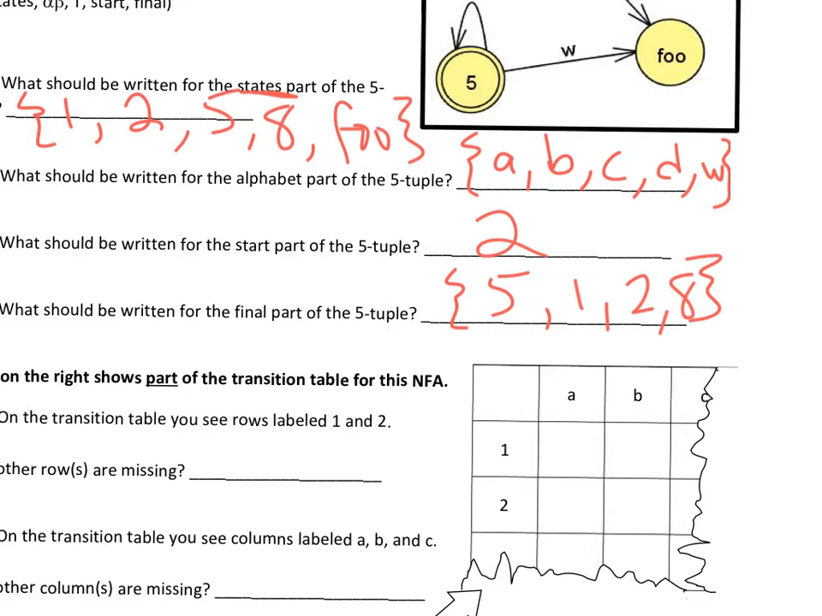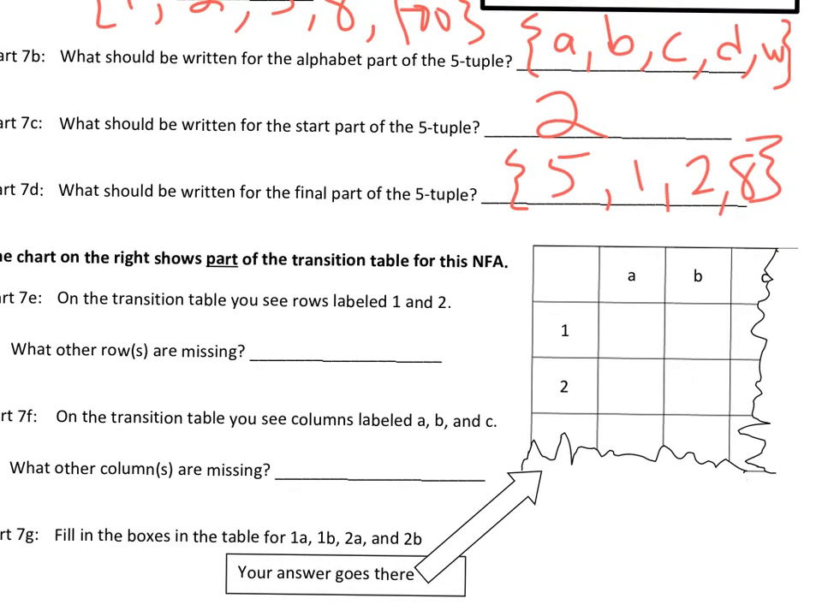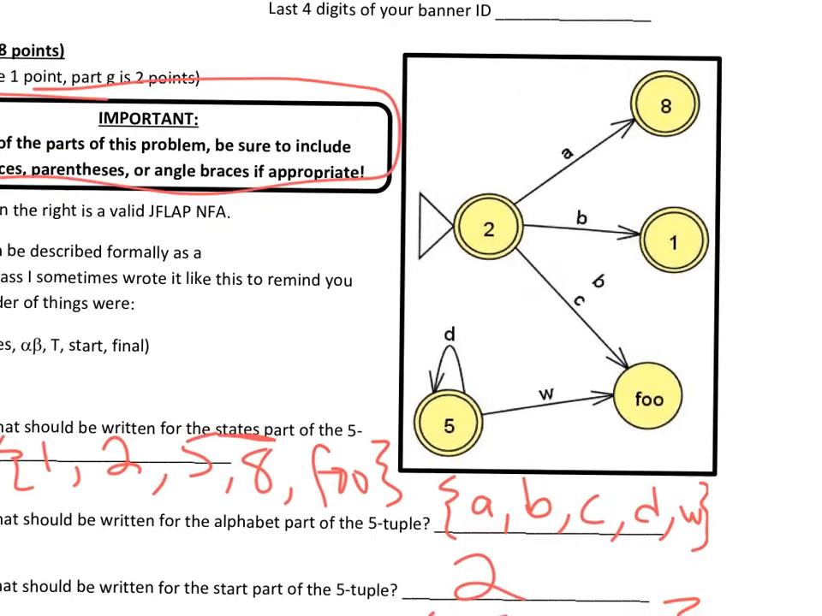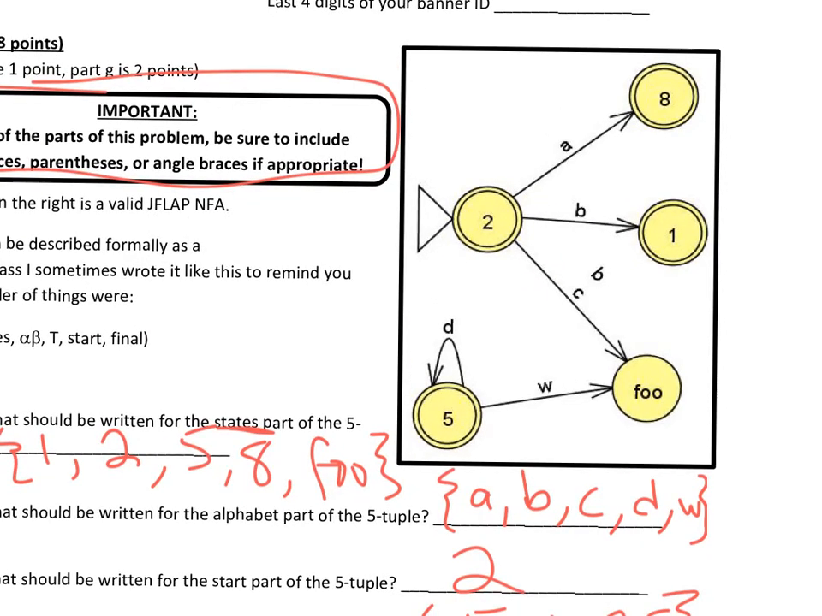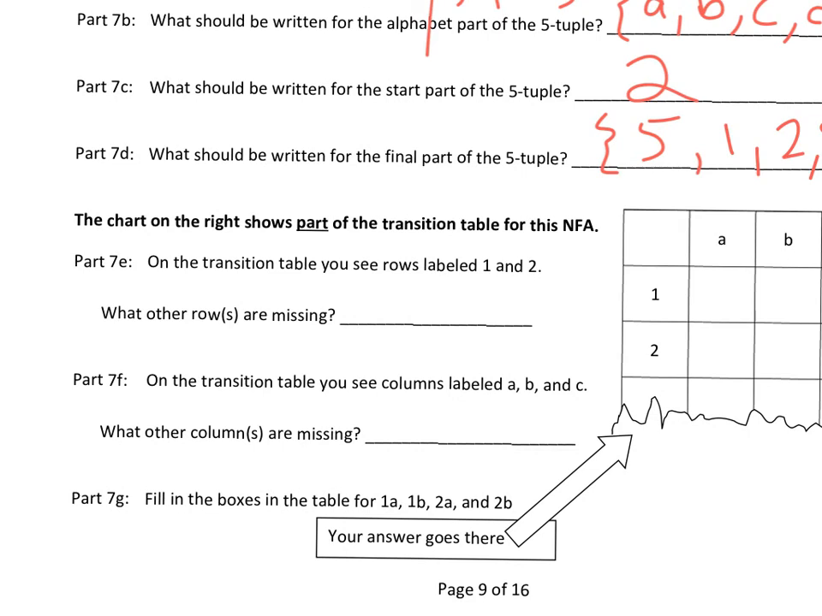Okay, so over here, I said you see the rows labeled. So we have a row for 1 and a row for 2. What other rows do we need? And the answer is we need a row for every single state. So we have 5, 8, and foo. So let's go down and do that. So we were missing 5, 8, and foo.